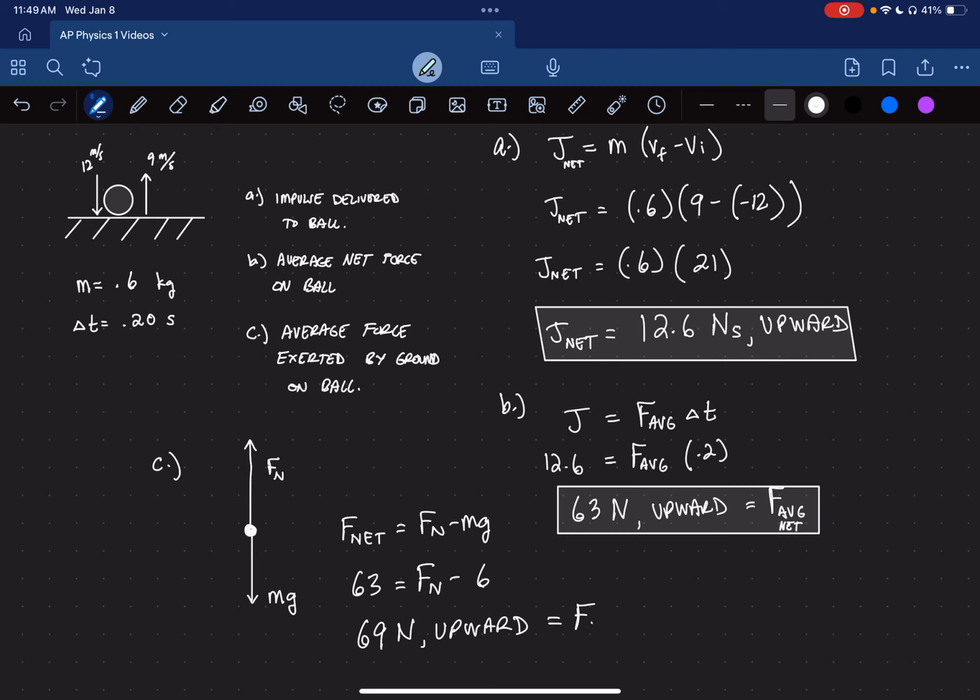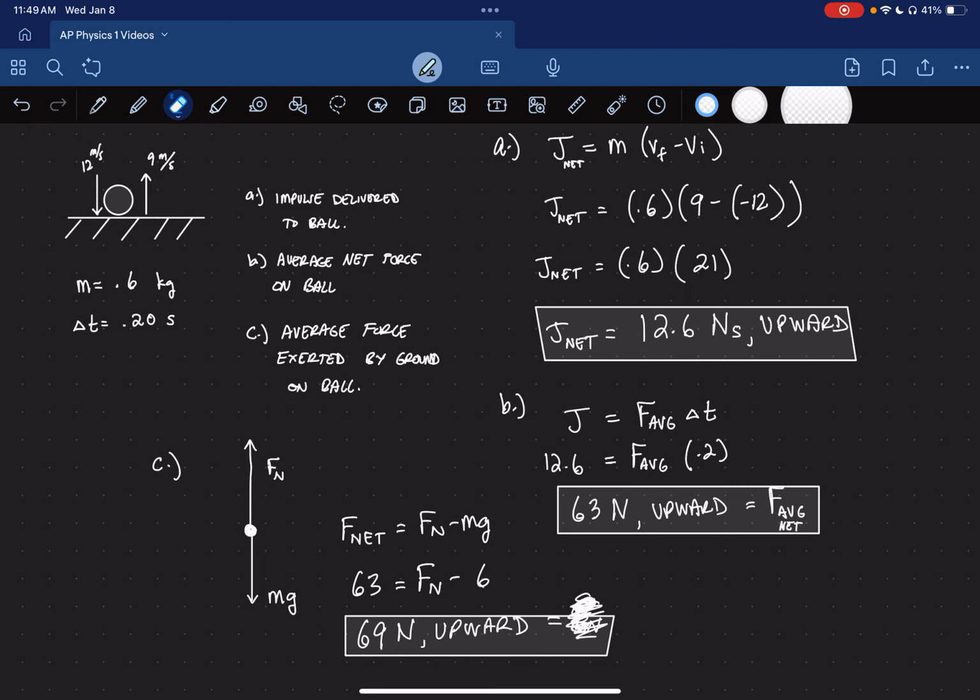Positive is the force exerted by the ground on the ball. You guys can see that. This is Fn.